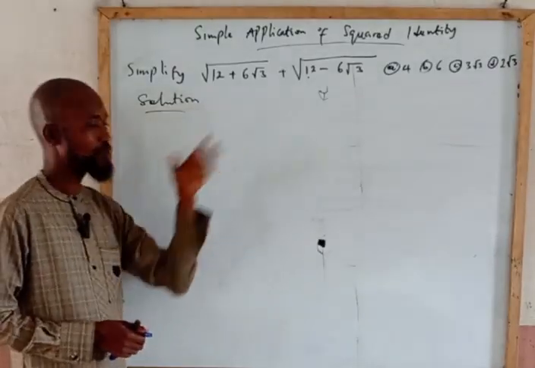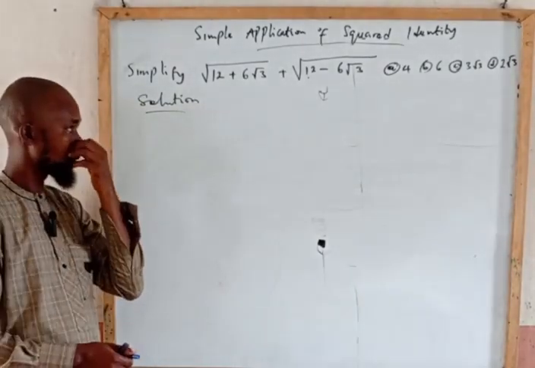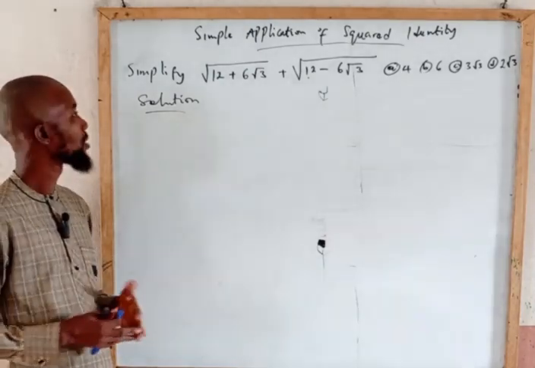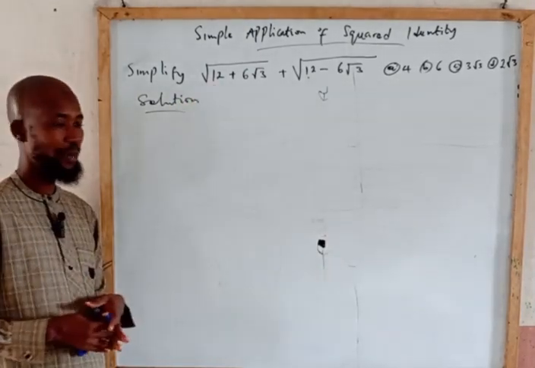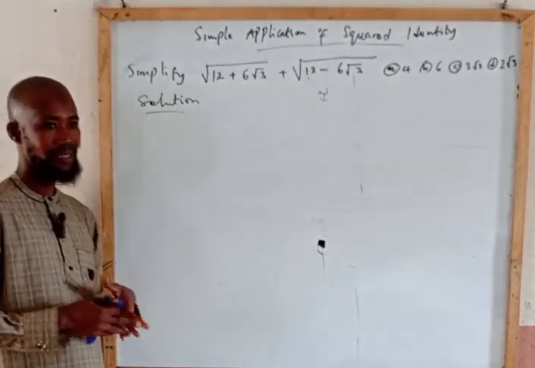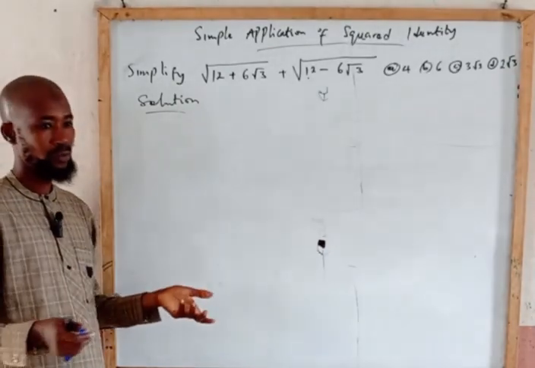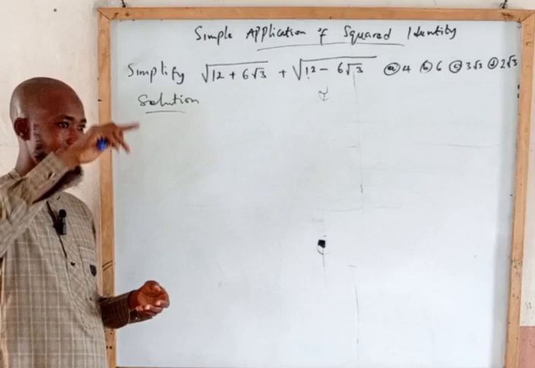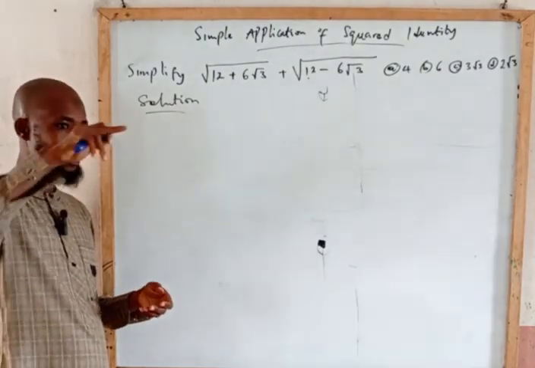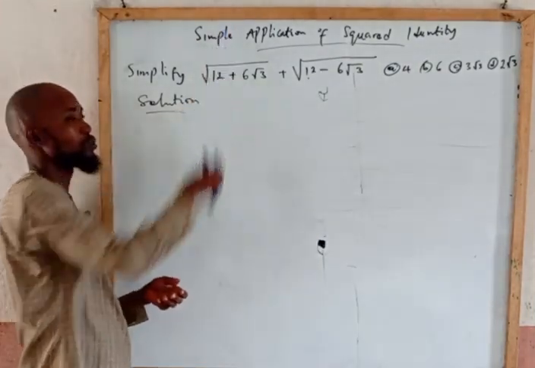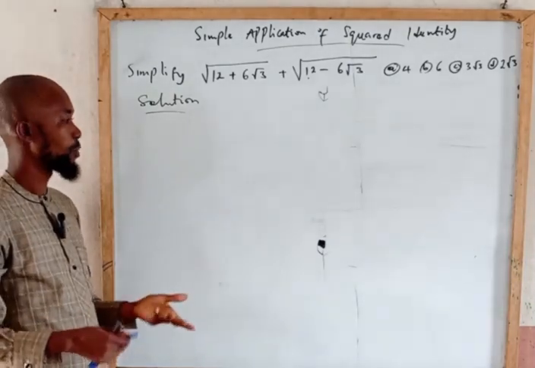In order to deal with the square root of any number, we should be able to express such a number in perfect square. And when the number is in perfect square, we simply can find the square root. That square it carries can cancel this root, and as a result, we come up with our result.